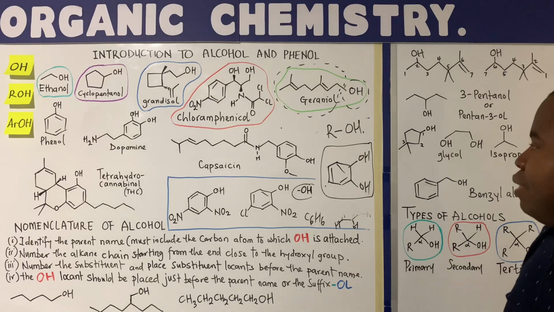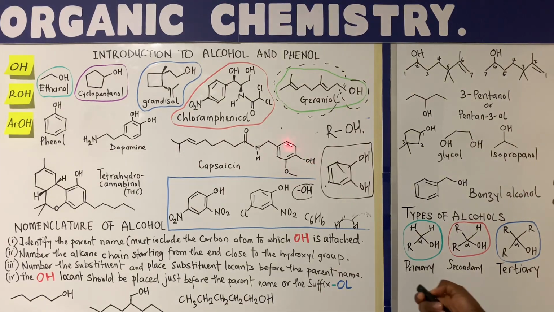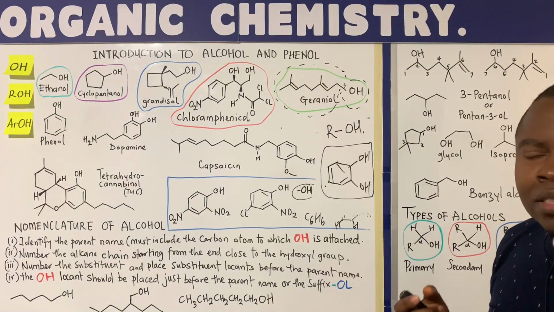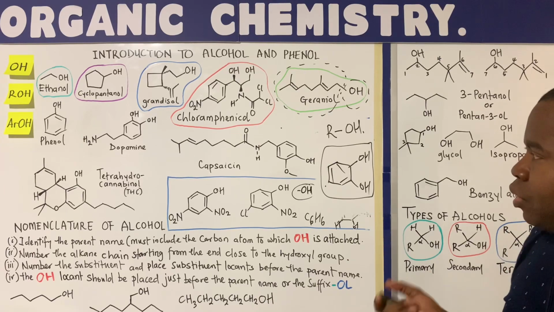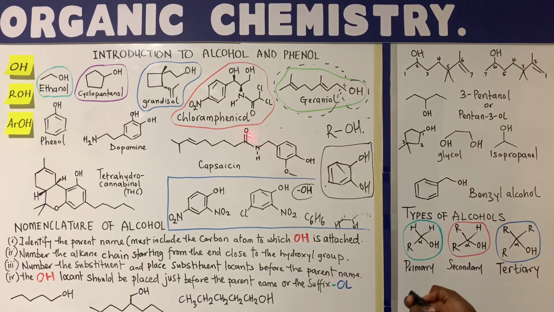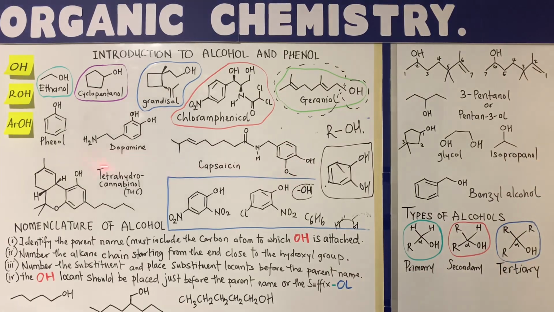Also, capsaicin. The compound here is called capsaicin. It's also a natural product, and it's been found to be responsible for the spicy hot flavor found in chili. It is responsible for the spicy hot flavor found in chili, and it is this compound. It is an alcohol. So also this compound here, it's an alcohol.